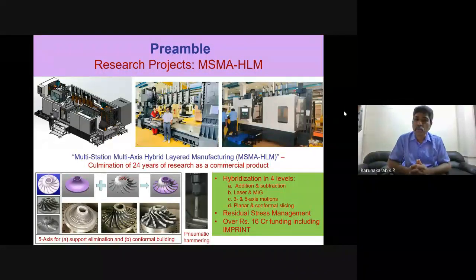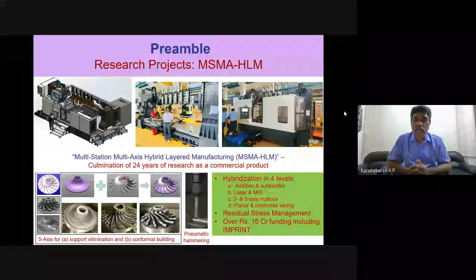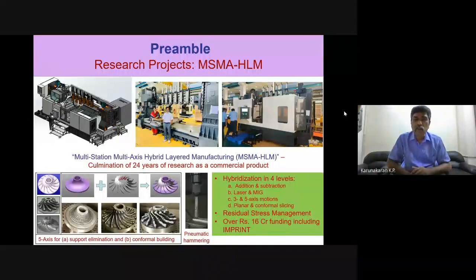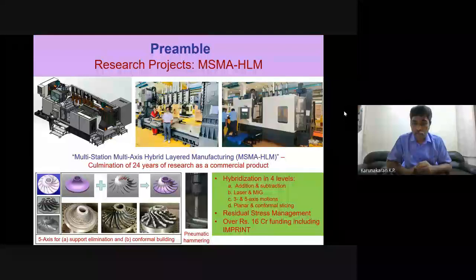But they used to give it to people who were in the medical field and other non-competitive fields. People who don't compete with them. So they were using it. Nevertheless, the machine was idling for most part of the time.